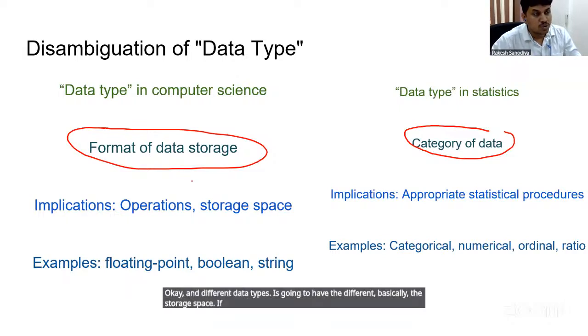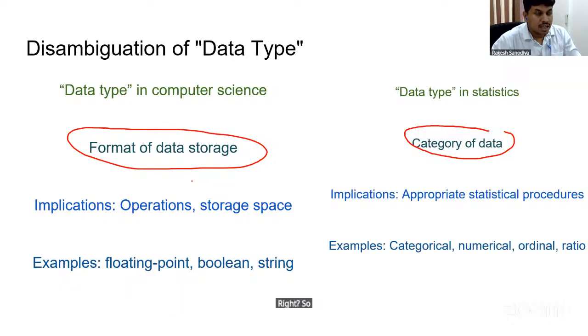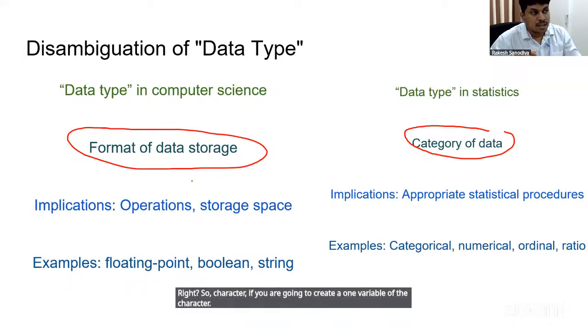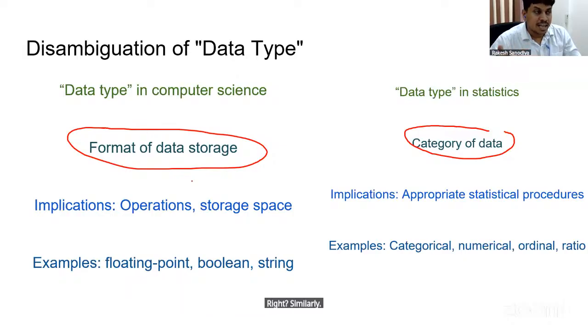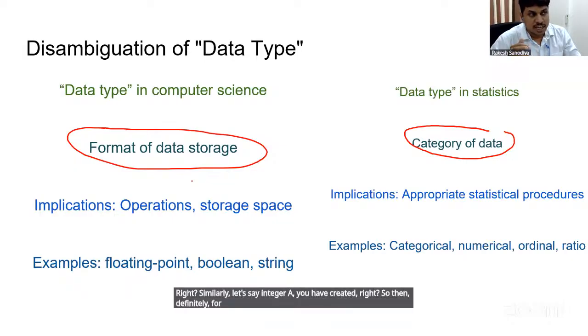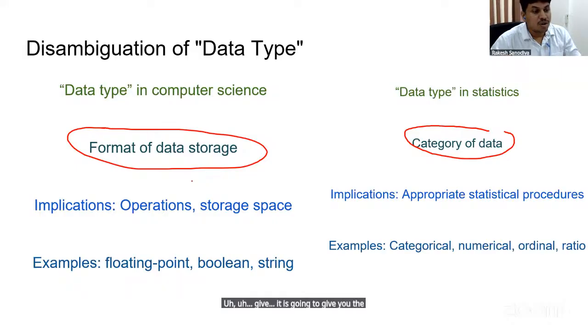If we talk about the character, if you are going to create one variable of the character, so char a, if you write, the variable a has been created, and how much data it is going to take, maybe 1 byte, right? Similarly, let's say you have created integer a. Because it is an integer type, that particular variable is going to give you 2 bytes of memory.